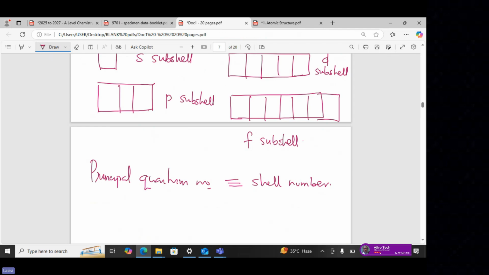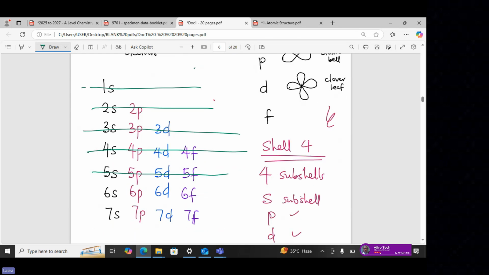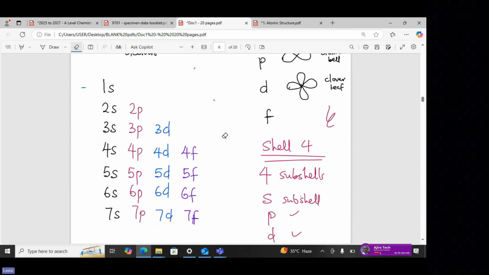This is shell number 1. Shell number 1 has 1 subshell. Shell number 2 has 2 subshells. Shell number 3 has 3 subshells. Shell number 4 has 4 subshells. I mean, from shell number 4 downward, they all have 4 subshells. Is that okay? So now come back here.